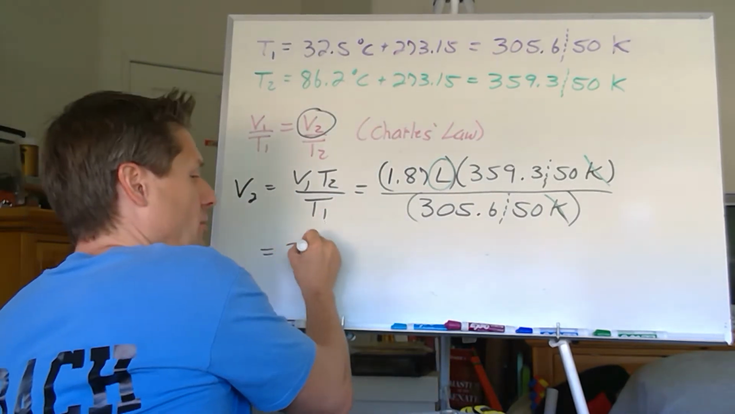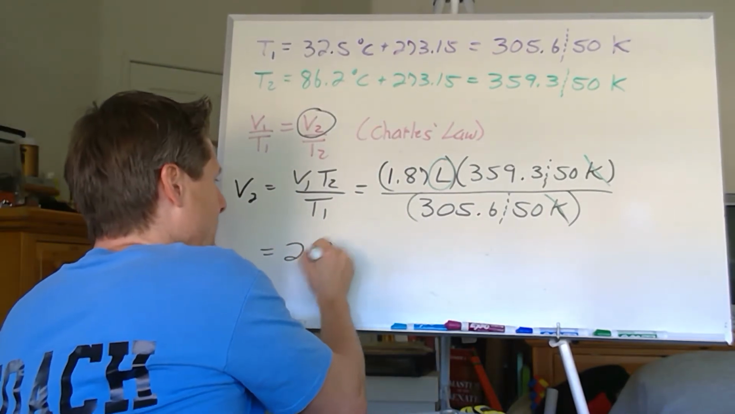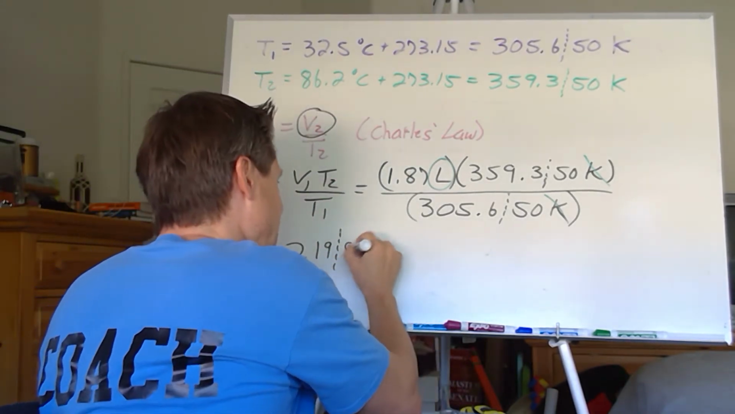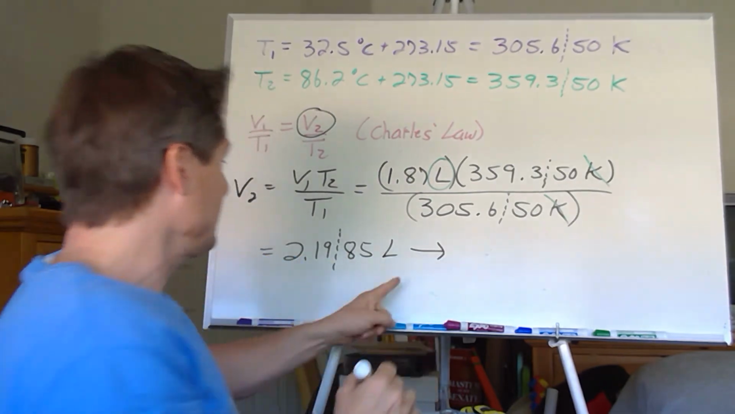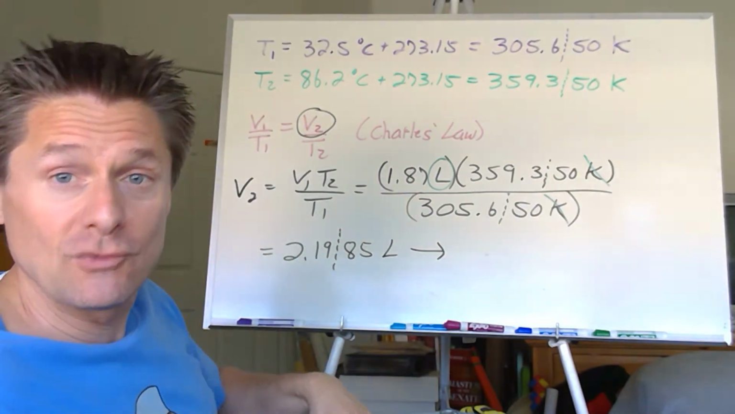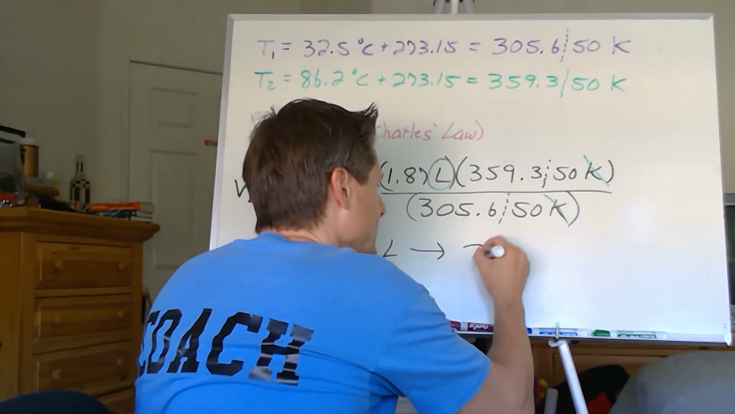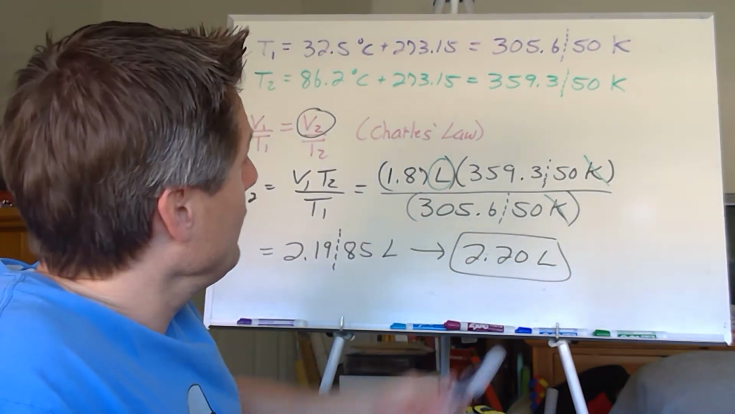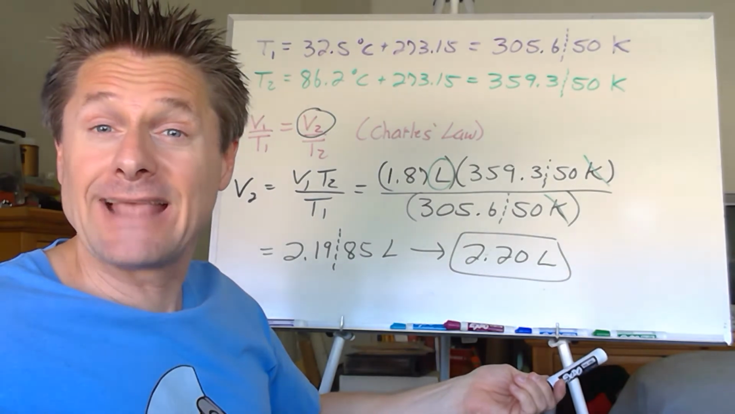So I get 2.19 vertical dash line, that's my 3 sig figs, 2.1985 liters. So that's going to round up, right? It's closer to 2.20 than it is to 2.19. Is that larger than the original volume? It is! Makes sense, right?